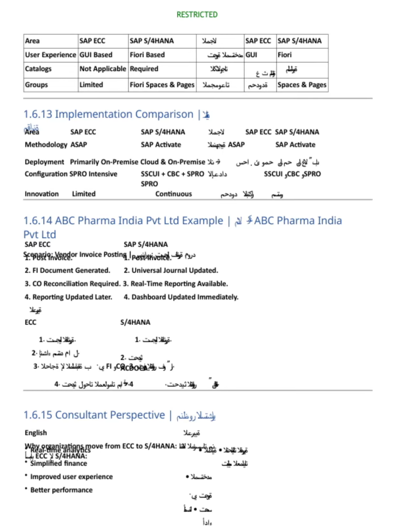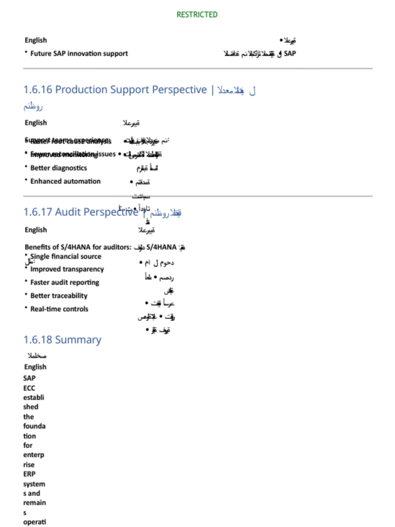Let's look at why organizations are moving from ECC to S/4HANA. The shift brings real-time analytics, simplified finance, better user experience, and improved performance. Unlike ECC, where reporting updates can lag, S/4HANA updates dashboards immediately, giving decision-makers fresh data at their fingertips. The Universal Journal in S/4HANA streamlines finance processes, reducing reconciliation efforts. Overall, this transition means faster insights, smoother operations, and a more modern, responsive system that keeps pace with today's business demands. Let's wrap up what we've covered so far.